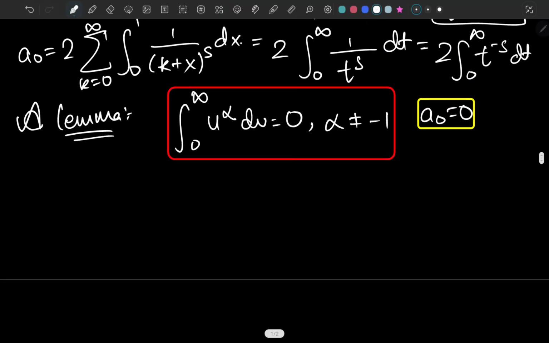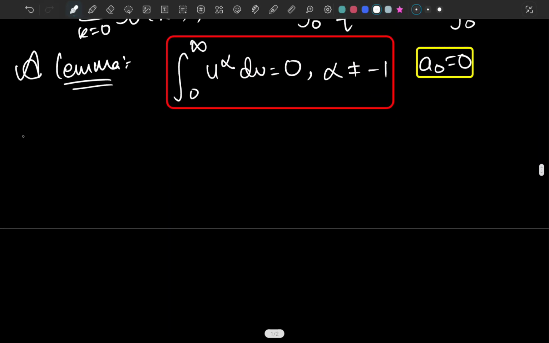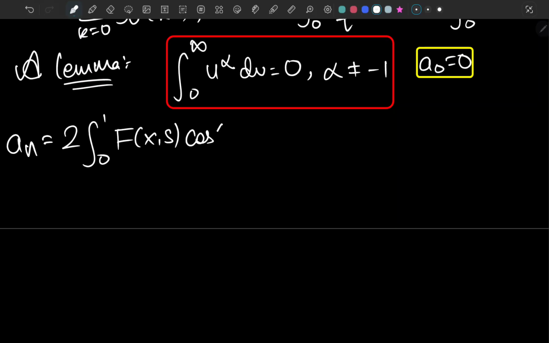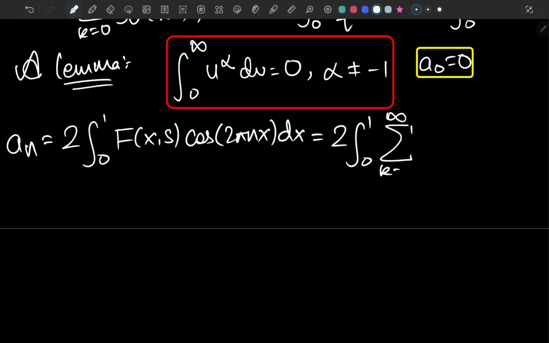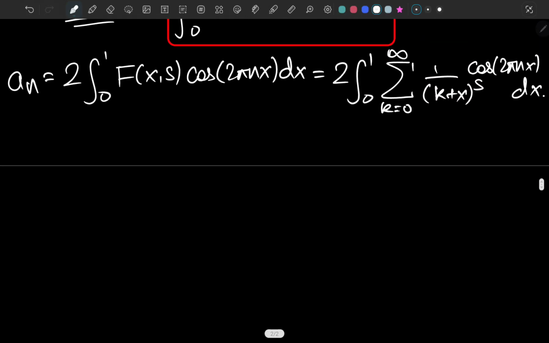Okay, now let's talk about the second coefficient, which is a sub n. So it's 2 times the integral from 0 to 1 of capital F of x comma s cosine of 2 pi nx dx. So what we have is 2 times the integral from 0 to 1 of the sum as k goes from 0 to infinity of 1 over (k plus x) to the s cosine of 2 pi nx dx. Yeah, that sounds good, isn't that?